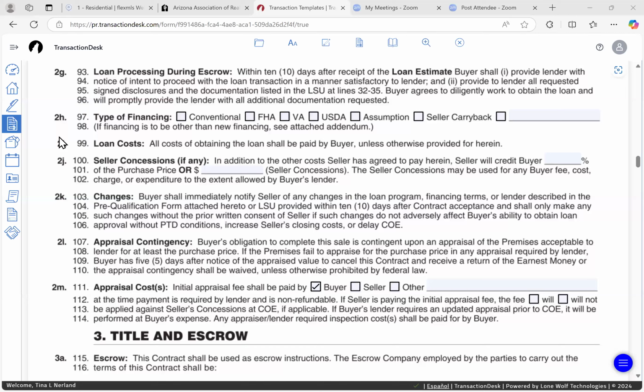Appraisal contingency: the buyer's obligation to complete the sale is contingent upon an appraisal of the premises acceptable to the lender for at least the purchase price. If the premises fail to appraise for the purchase price in any appraisal required by lender, buyer has 5 days after notice of the appraised value to cancel this contract and receive a return of the earnest money, or the appraisal contingency shall be waived unless otherwise prohibited by federal law.